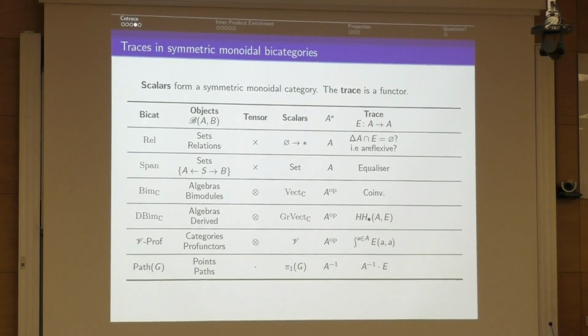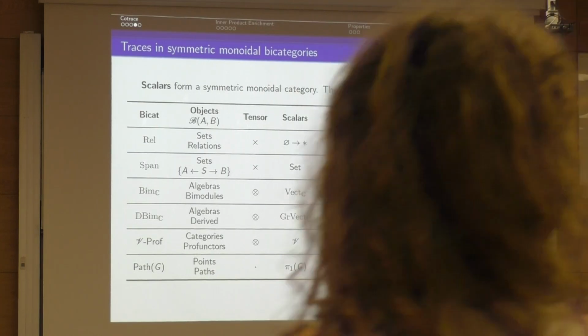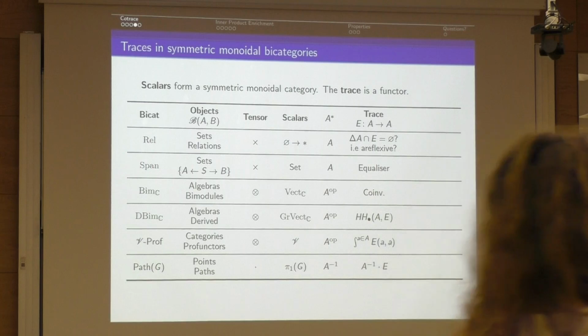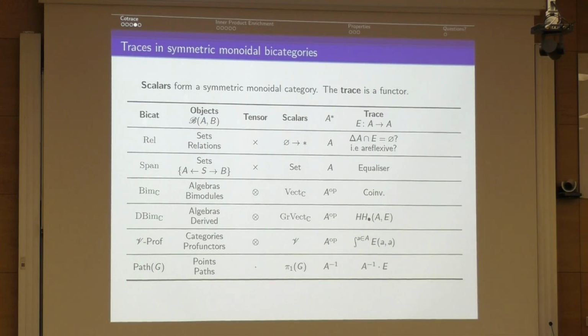And then there are also some topological examples. A simple one is if you take a topological group and construct a bicategory out of points in the group and paths, then your scalars give you the fundamental group for the space, and the trace basically just takes a loop and then moves the base point so that it's at the unit for the group.